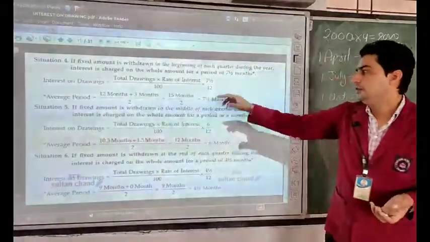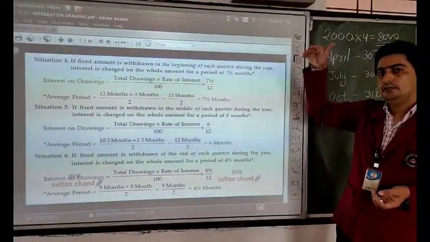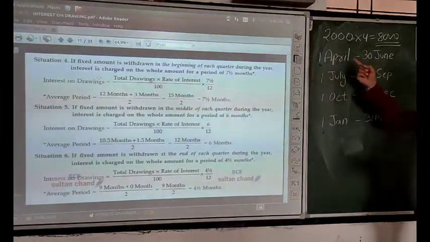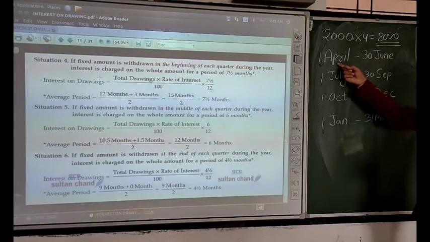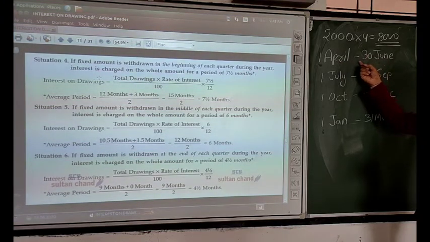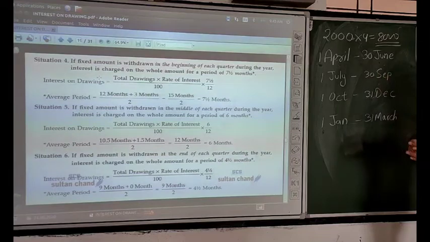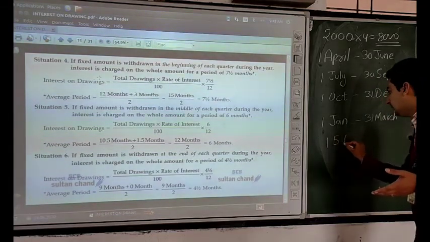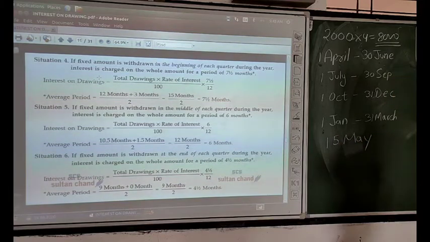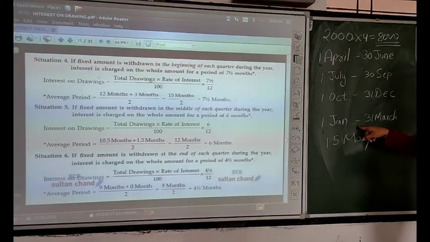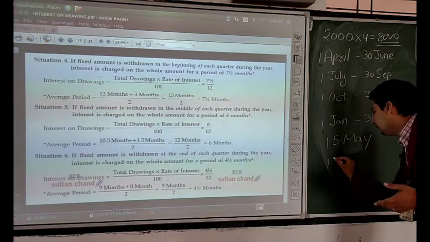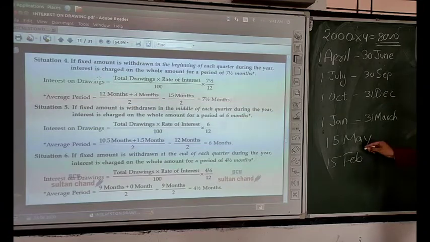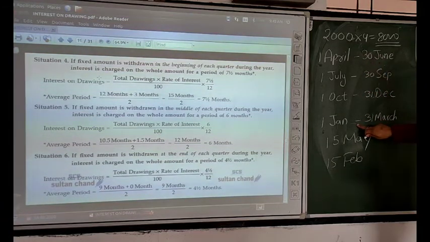If fixed amount is withdrawn in the middle of each quarter, it means we are withdrawing in the middle of each quarter on 15th. In middle. Now, what will the middle of each quarter? First quarter middle will be from after April. What is coming? May. Okay. So, middle will be 15th of May. The first drawing will be made on 15th May, and last drawing after 1st January. February is there. Last drawing will be on 15th February. Okay students, it is middle of the quarter, first quarter and last quarter.